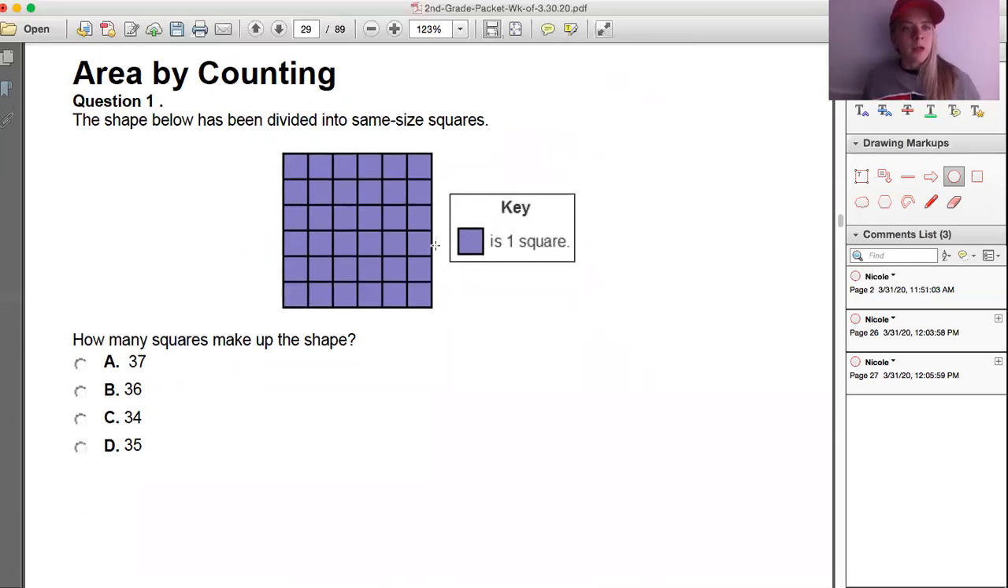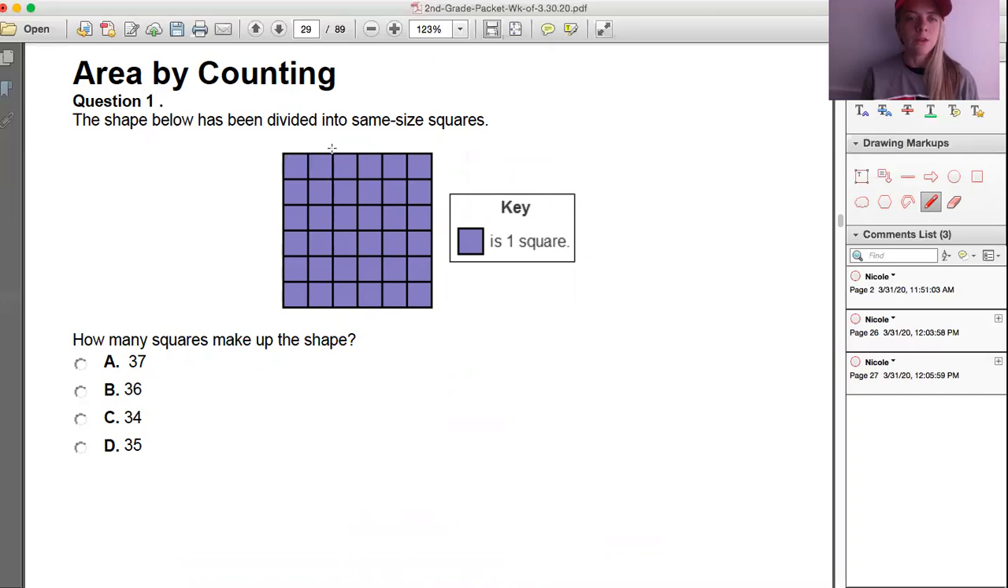So, number 1, the shape below has been divided into the same size squares. How many squares make up the shape? You can do this by counting 1, 2, 3, 4, 5, 6, 7, 8, 9, 10, and so on. But as second graders now, we also know that I'm going to challenge you, instead of counting each individual square, I want to challenge you to write the multiplication problem next to the problem.